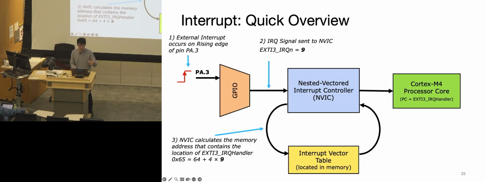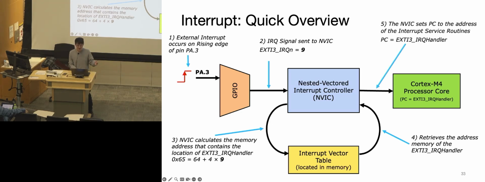We look at the interrupt vector table, located in memory, to see which routine, which ISR, we should be calling. It turns out we go to this function, the IRQ handler, the routine handler, and after that's executed, we go back to the address of the previous PC, program counter, and then resume whatever instructions were there.